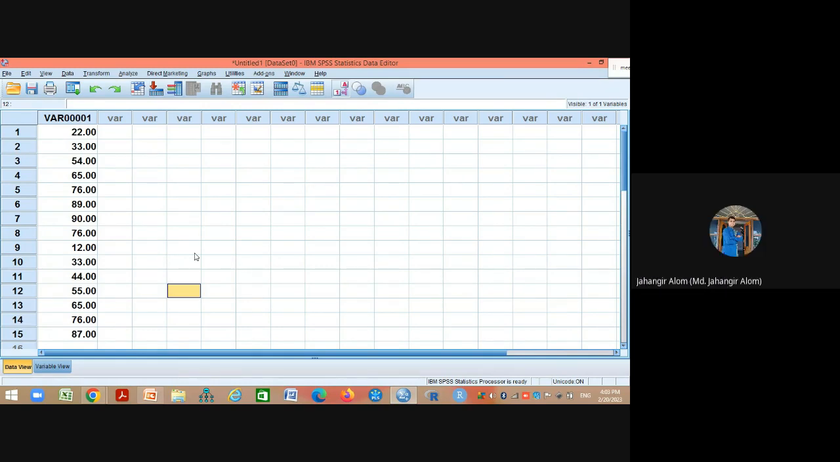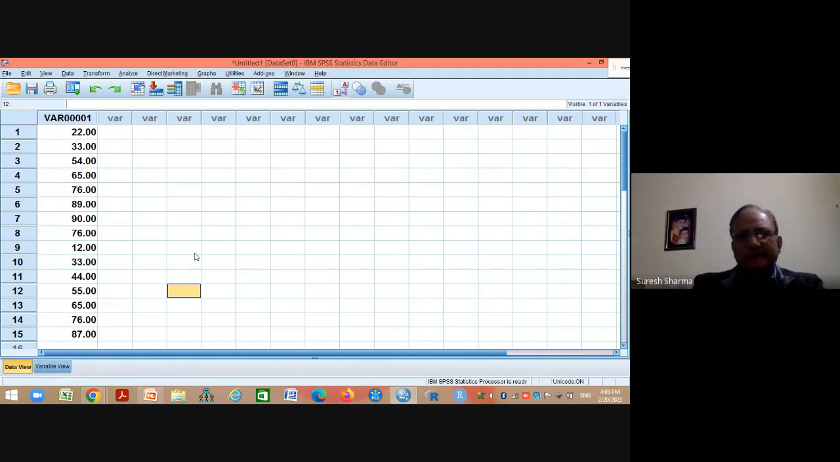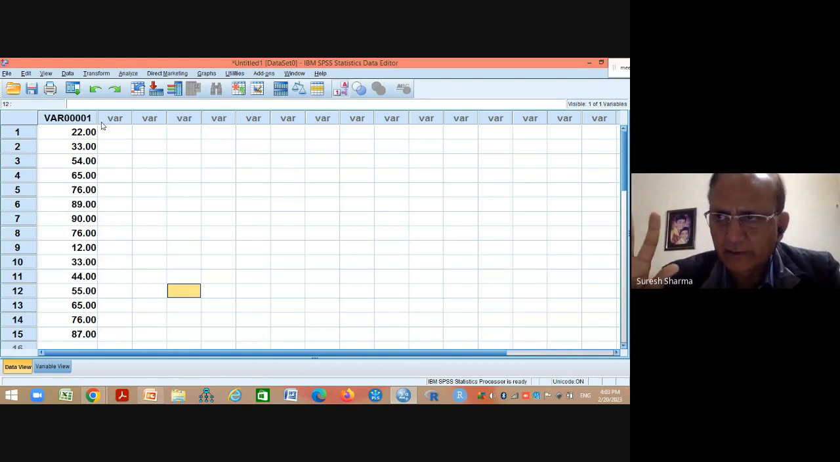Yes, sir. Okay, so now you can see two things have happened by default. One is that I have not given any name, but SPSS has assigned a variable name by itself, by default. Another important point to note is that I have simply written 22, 33, 54, 67, and so on, but by default it has assigned two decimals. Can you see the two things? Yes.